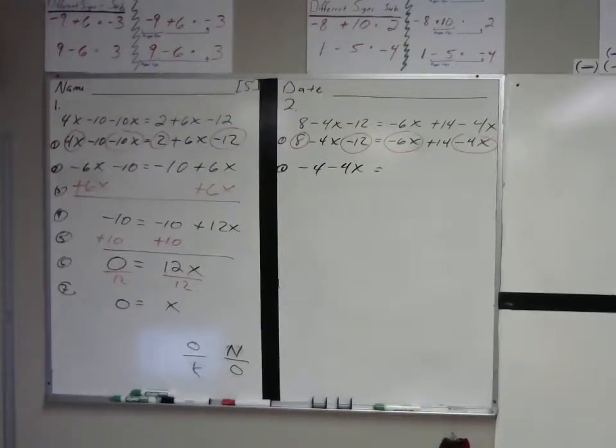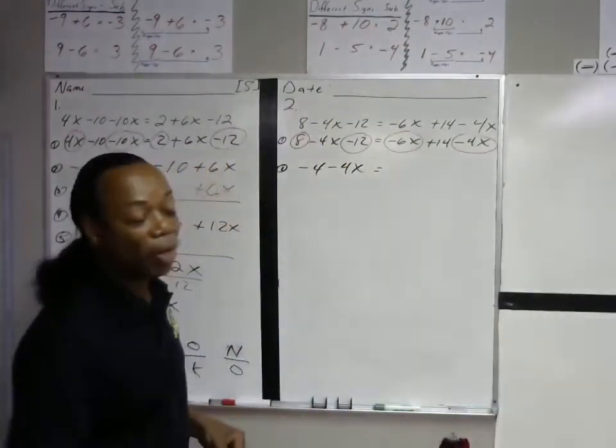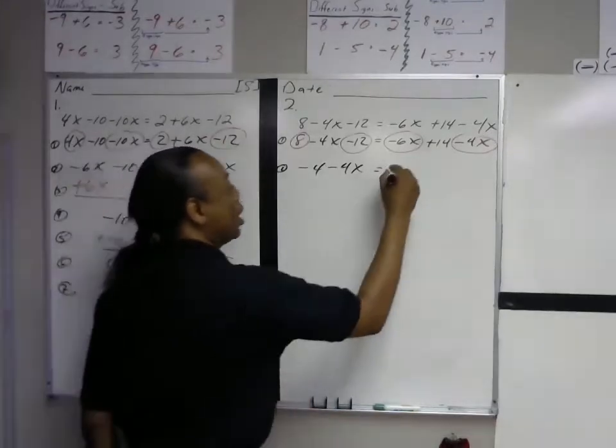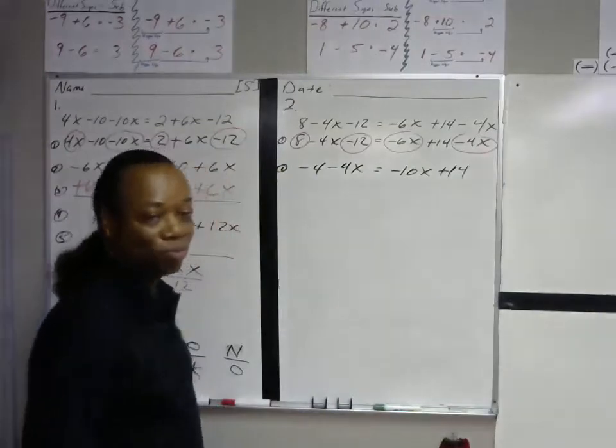Guys, same sign is going to do what? Oh, they're going to add. Exactly. So we're going to add these two, and the bigger sign is going to win. So we get a negative 10x plus 14. Okay. Welcome, welcome.